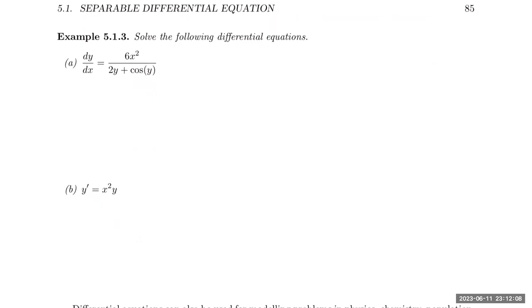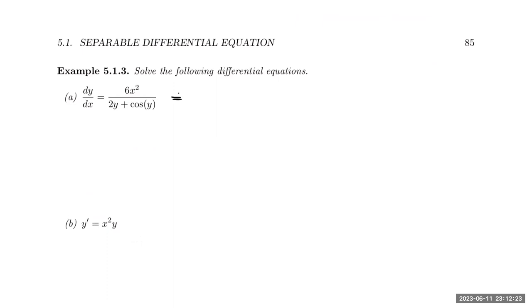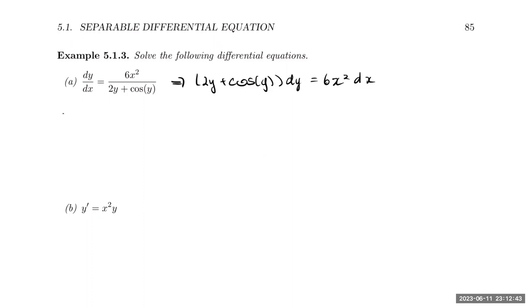So for the first one, we have dy over dx, which is equal to 6x squared divided by 2y plus cos of y. Now, obviously, this doesn't look too complicated, because if we cross multiply like we did before, so that way we have 2y plus cos of y times dy, this is equal to 6x squared times dx. So now we have an equation in differential form. And so now we want to integrate both sides.